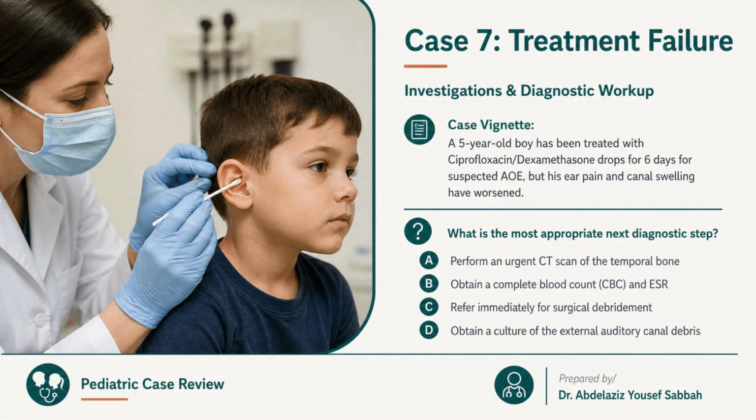Case 7. A 5-year-old boy has been treated with ciprofloxacin and dexamethasone drops for 6 days for suspected acute otitis externa, but his ear pain and canal swelling have worsened. What is the most appropriate next diagnostic step? Option A, perform an urgent computed tomography scan of the temporal bone. Option B, obtain a complete blood count and erythrocyte sedimentation rate. Option C, refer immediately for surgical debridement. Option D, obtain a culture of the external auditory canal debris.